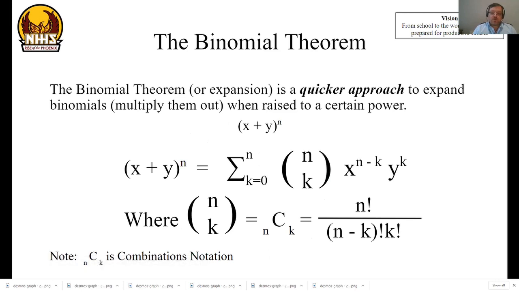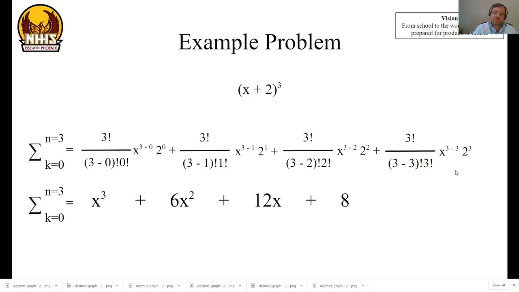So the binomial theorem, or expansion as we call it, is a quicker approach to expand binomials. In other words, we're multiplying them out in a shortcut method. There's a lot of annotation here you may not understand, and that's okay. I'm going to work through an example with you to kind of give you an idea. But that is the formula. I don't want you to memorize that formula. Matter of fact, I don't want you to try that formula. It's a very difficult one to see what's going on. But I'm going to work through an example using that formula.